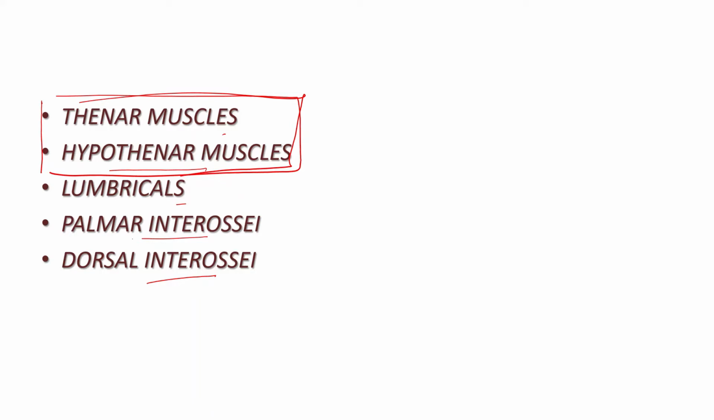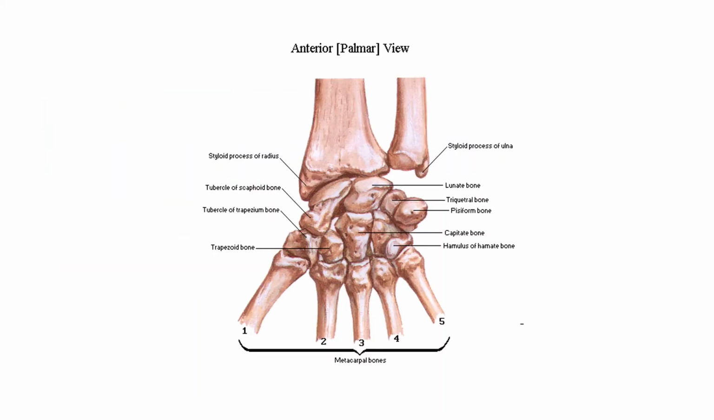Out of the 20 intrinsic muscles, the thenar and the hypothenar groups make up 8 in number. So in today's video, we will look at the attachments, the nerve supply, and the actions of these thenar and hypothenar intrinsic muscles. Before moving on to the attachments of these muscles, it is important for us to know about the bones which come across in this area.